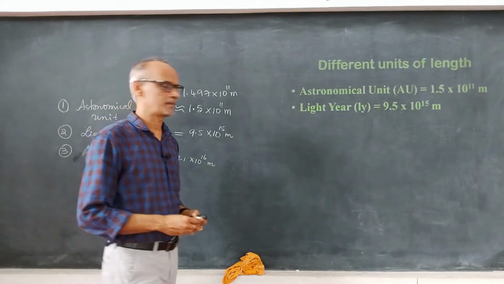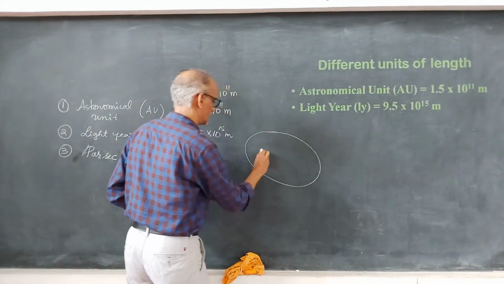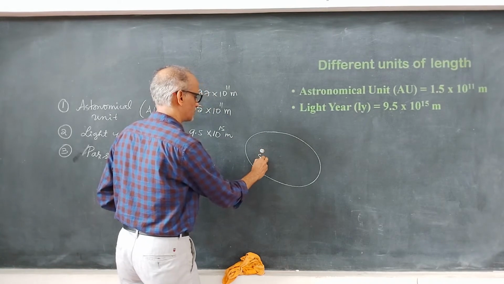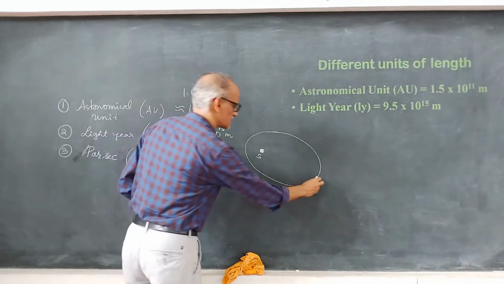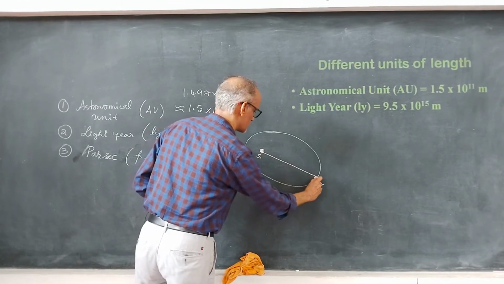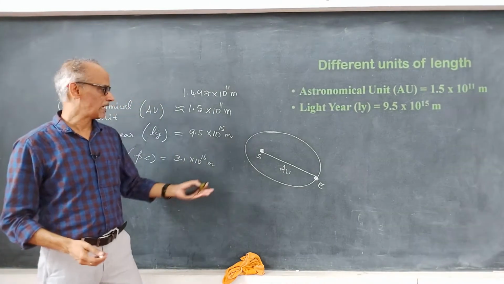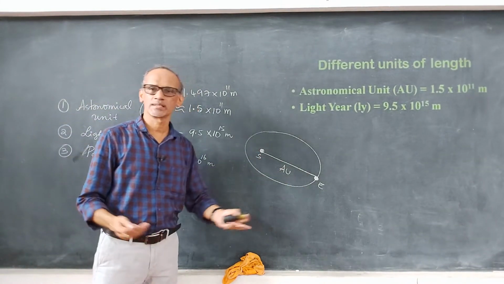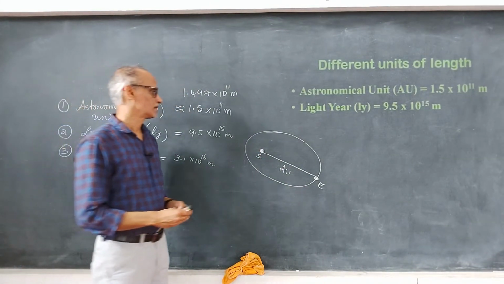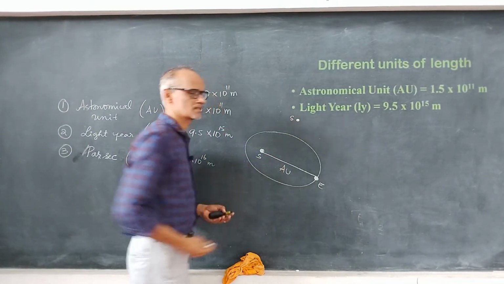Now, what is the meaning of 1 parallactic second? Suppose I consider the sun, this is the position of the sun, and this is the position of the earth, and this is the average distance, then that will be equal to an astronomical unit, because we know that the average distance between the sun and the earth is called astronomical unit. Now, imagine here there is a star, which is at a very large distance.